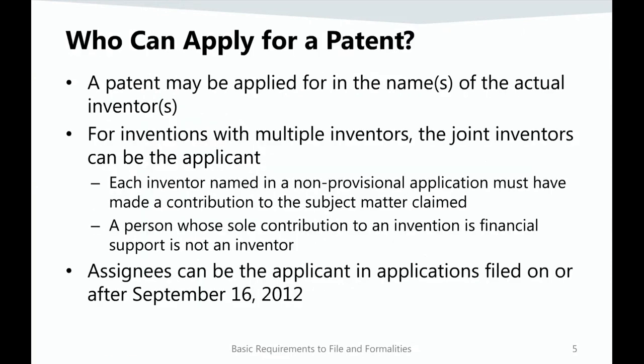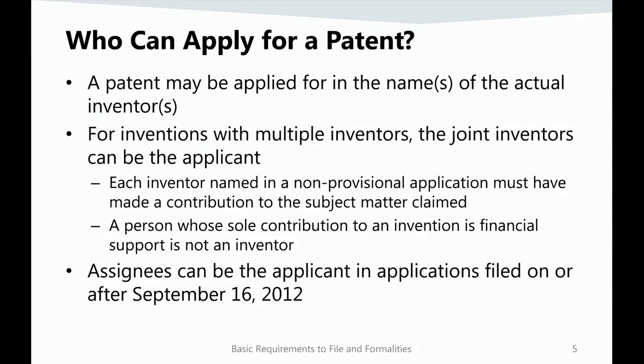Who can apply for a patent varies depending on the date the application was filed. For applications filed before September 16, 2012, a patent could only be applied for by the inventor. An inventor is considered any person who did the mental act of forming a definite and permanent idea of a complete and operable invention. As such, there could be more than one person that contributed jointly to the invention, and each would be considered an inventor and may be an applicant.